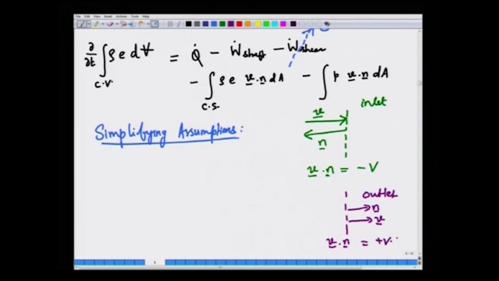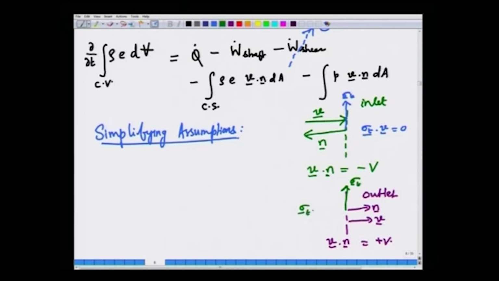Okay. But whenever you choose your control surface like this, the shear stresses act on the control surface at the flow surface in this direction. So, sigma t dot v is 0. Okay. Same for the outlet, the shear stress act perpendicular to the direction of the velocity.